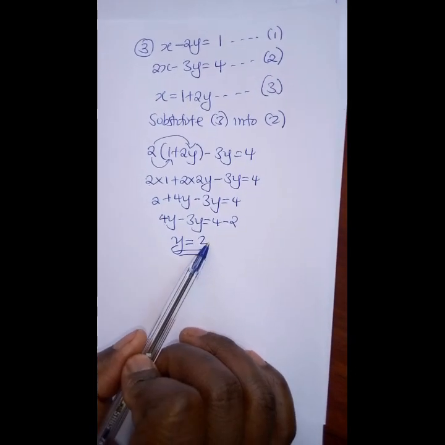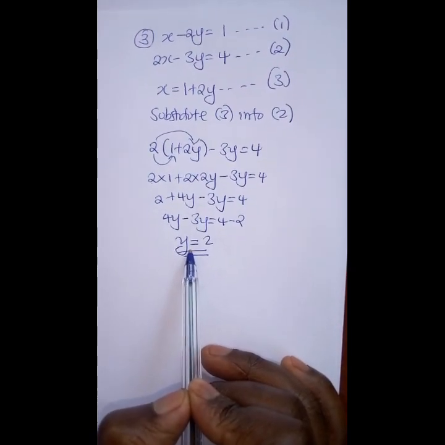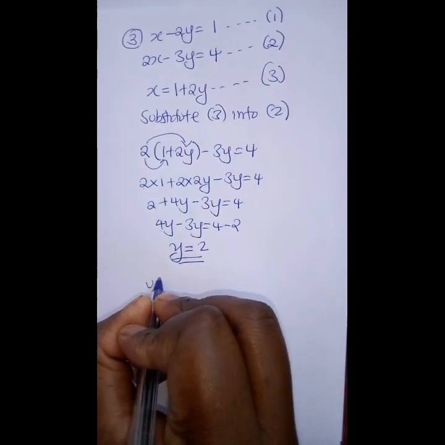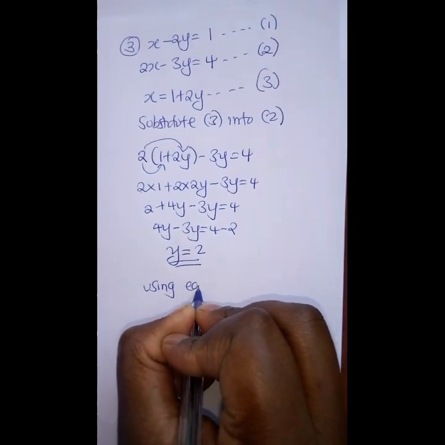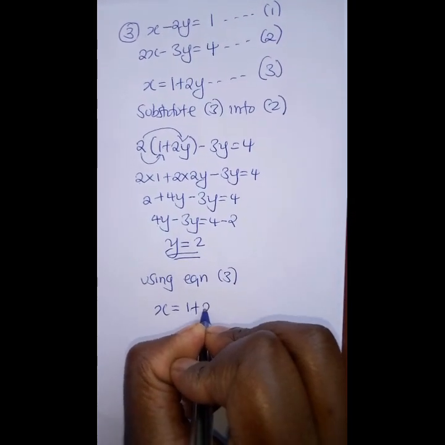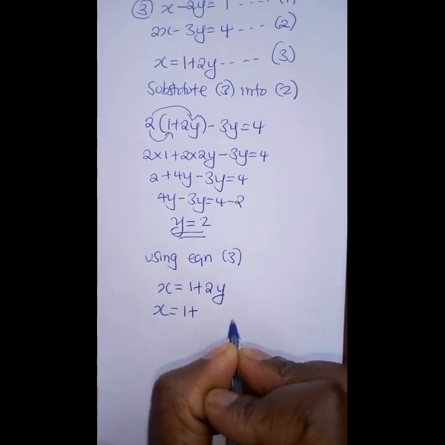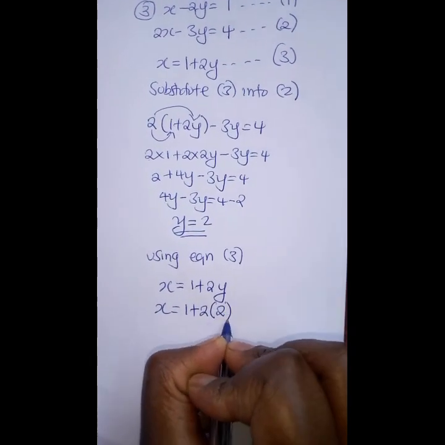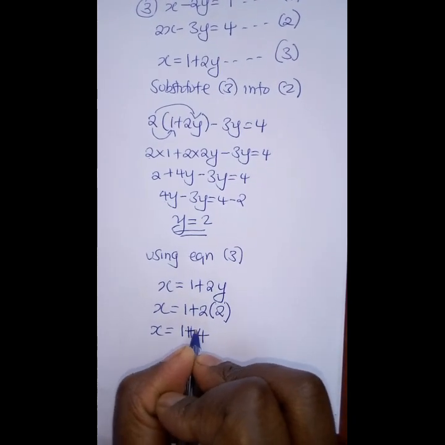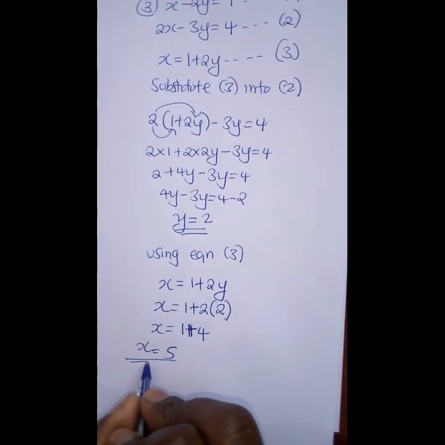When you find the value, you go to equation 3 or any of the equations and substitute. But it will be easier to use equation 3 because x is already the subject. So using equation 3, we're going to say x is equal to 1 plus 2y. Okay? So x is equal to 1 plus, where there is y, you put what? 2. X is equal to 1 plus 2 by 2, 4. So what is 1 plus 4? That will give us 5. So x is equal to 5.